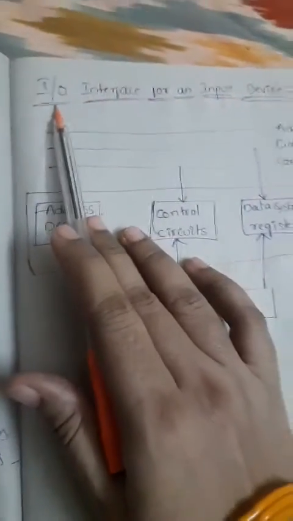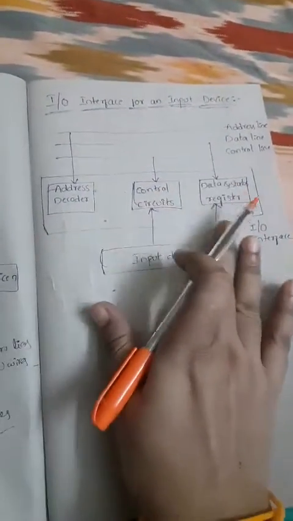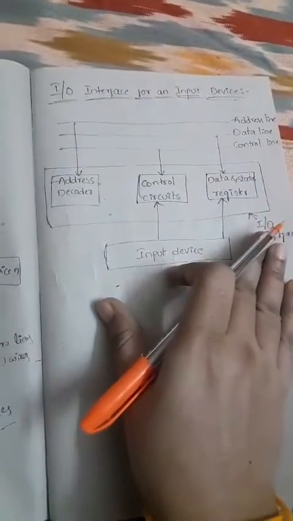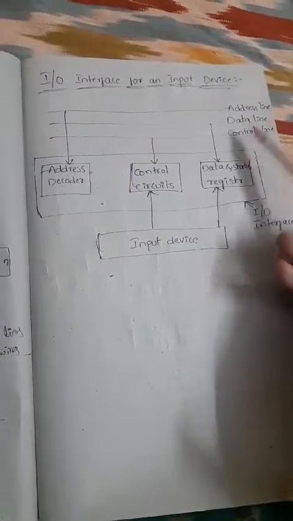Here we have one more concept in this accessing IO device, that is the IO interface for an input device. So input output interface for an input device. This figure illustrates the hardware required to connect an input output device to the bus. Now we'll see what new things we have here. Just observe the address lines, data lines, control lines. I already explained that these three are related to the buses.